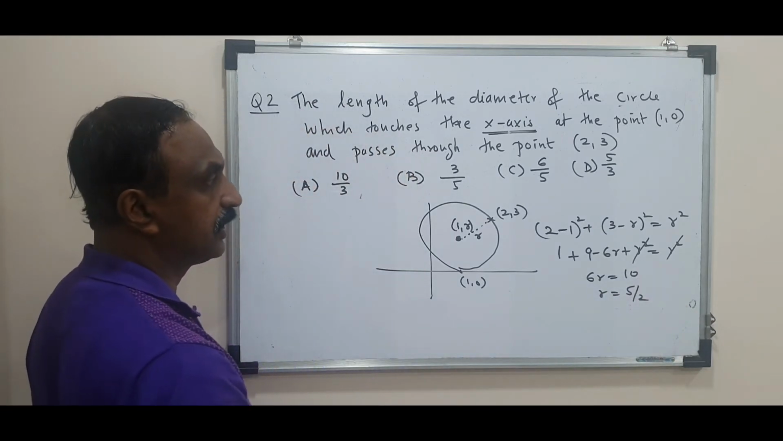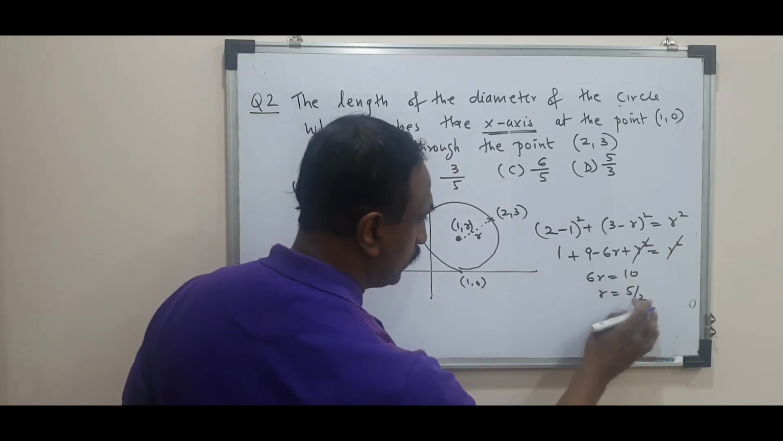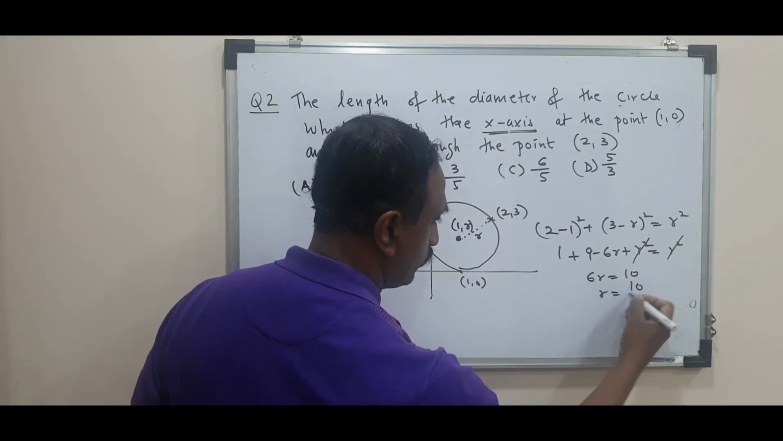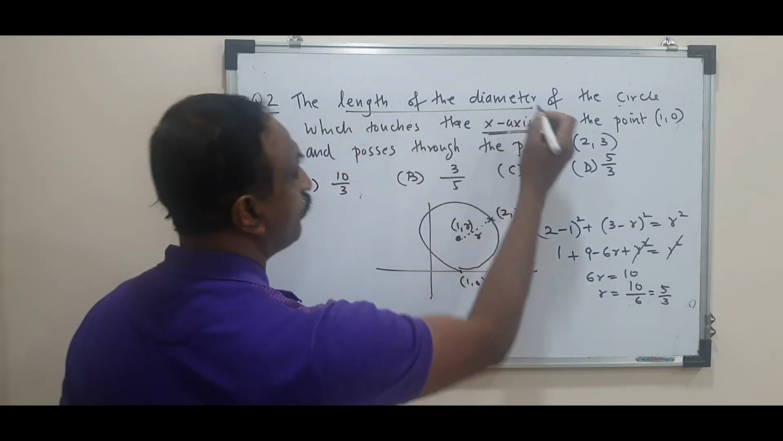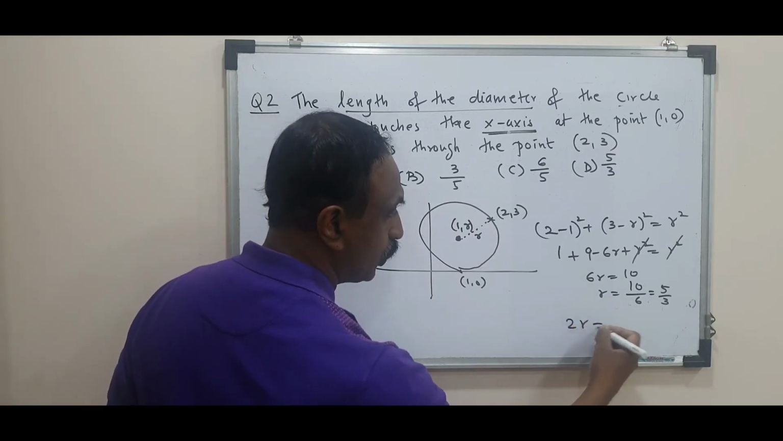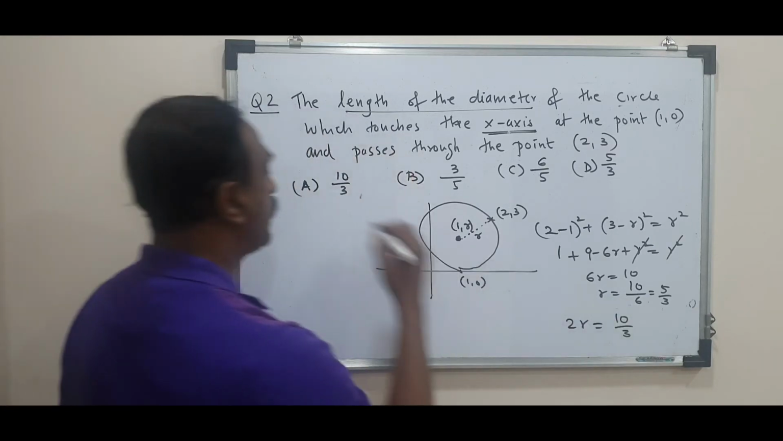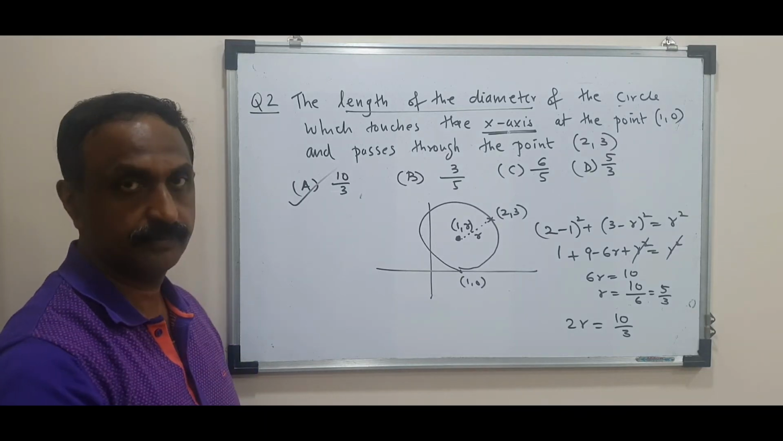So the radius is 10 by 6, that is 5 by 3. What they have asked us is the length of the diameter. So the diameter will be double of it. So 2r is 10 by 3. So your answer is A. Answer is A, 10 by 3.